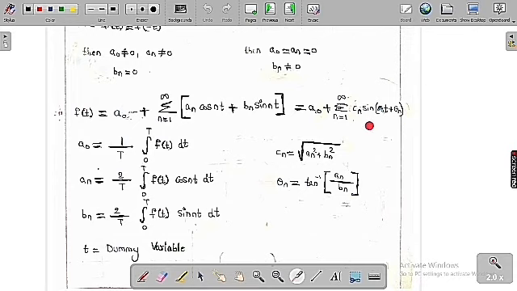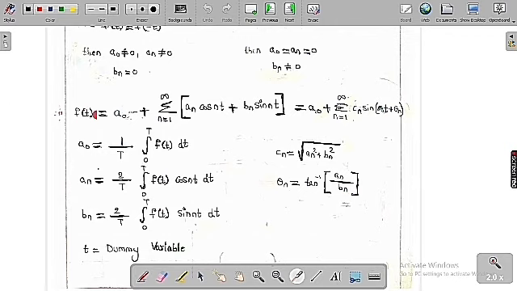So you can write in this fashion also, where a0 is equal to 1 by T integration of 0 to T f(t) dt, where an is equal to 2 by T integration of 0 to T f(t) into cos nt dt, whereas bn is equal to 2 by T integration of 0 to T f(t) into sin nt dt. The t is called a dummy variable, whereas cn is equal to the square root of an squared plus bn squared, whereas theta n is equal to tan inverse of an by bn.